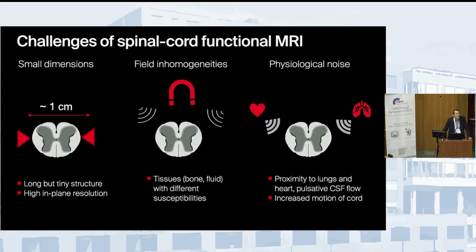So first of all, when you think about the challenges of spinal cord fMRI, there are a couple. Obviously, first of all, it's much smaller than the brain. The diameter of the spinal cord is about 1 centimeter. It's a long and tiny structure. And so you want to have a high resolution in plane, but not necessarily between the different slices you position. And then you're much more sensitive to field inhomogeneity and the different susceptibilities of the nearby tissues. And you're also much more sensitive to the physiological noise contributions, especially the motion they induce.